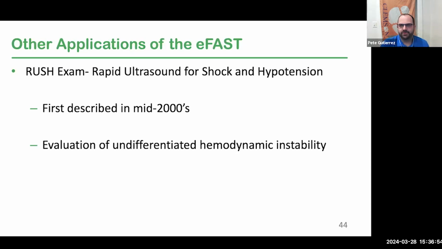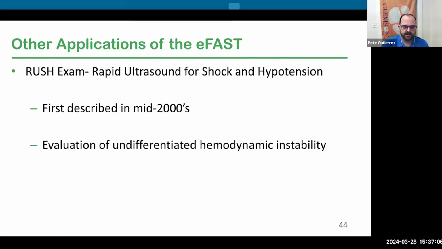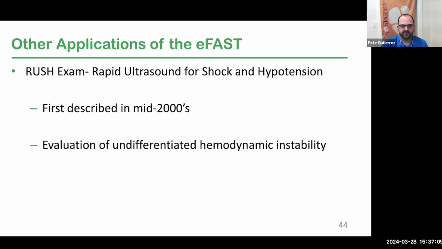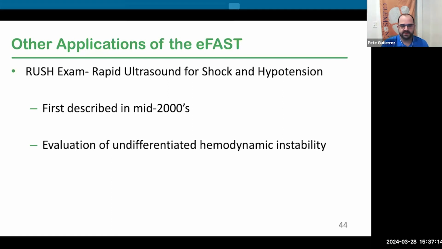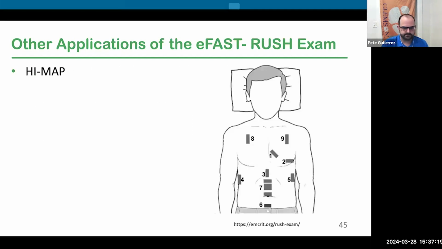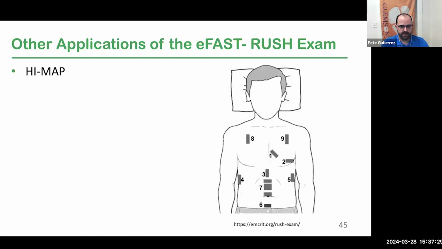So maybe you're not seeing acute trauma, but there are aspects of the EFAST exam that can be utilized in other ways. So one of the first is something called the RUSH exam, the rapid ultrasound for shock and hypotension. First described about 20 years ago, it was developed as a way to evaluate the undifferentiated, hemodynamically unstable patient. The components of the RUSH exam can be remembered with the acronym HIMAP.